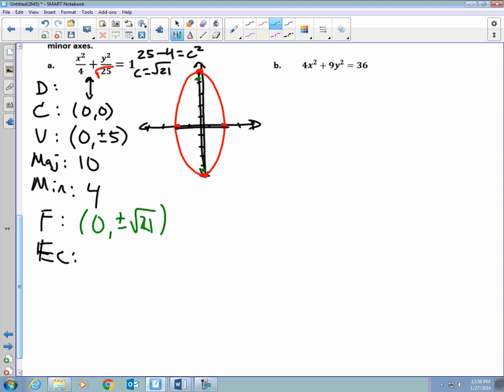What's the formula for eccentricity? c divided by a, so you'd have the root of 21 divided by 5. A value is 5. So that would be about 4.5 over 5, and so you get 0.9, which is a fairly stretched ellipse.